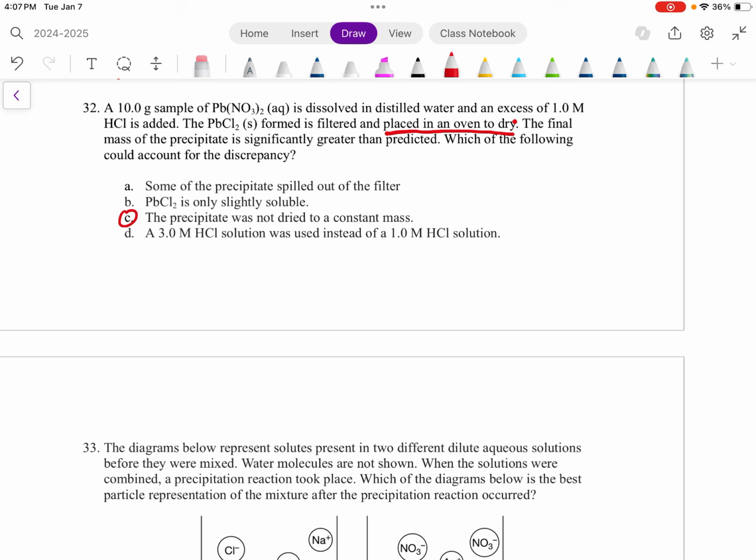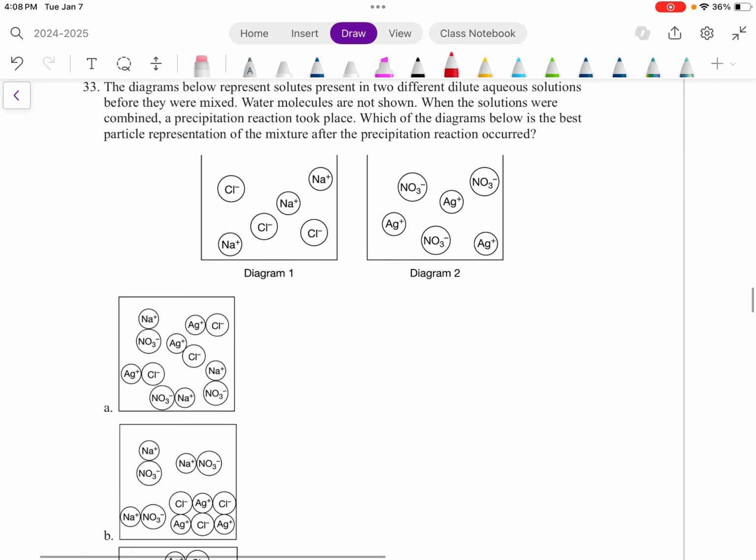But just to prove it, if some precipitate spilled out, that would give you a lower than 100% yield. If PbCl2 is only slightly soluble, okay, then that would give you, again, less yield because some of it would have been dissolved. Okay, and then a 3 molar solution was used instead of 1 molarity. Well, HCl was in excess, so adding more is not going to affect it, right? That was a key there. They made a point of telling you that HCl was in excess.